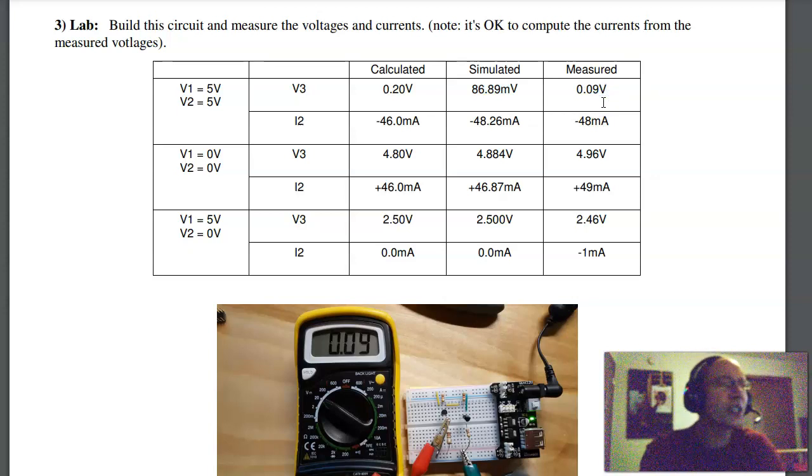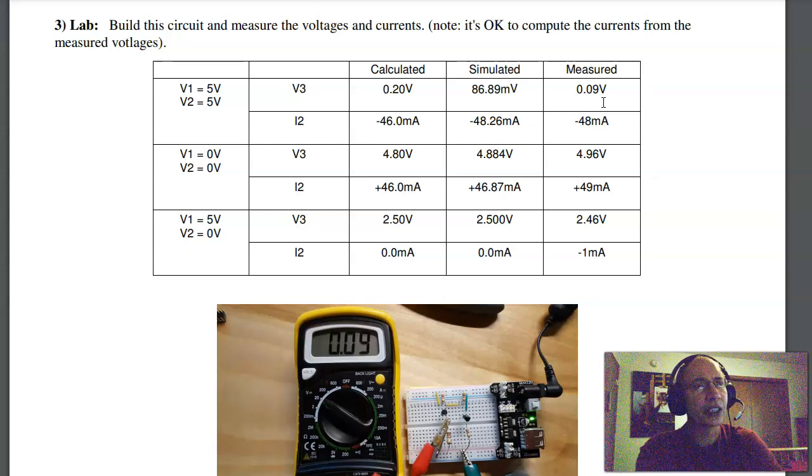Calculated gives you nice round numbers like 0.20, 0.48, 2.5. Simulated uses a nonlinear model. It won't be exactly 0.20. Measured uses the actual diodes and transistors, which are also nonlinear. It's close to the simulated Circuit Lab models, but again, everything's got some tolerance. It'll be slightly different. I should get 3 different answers. They'll be close, but slightly different.